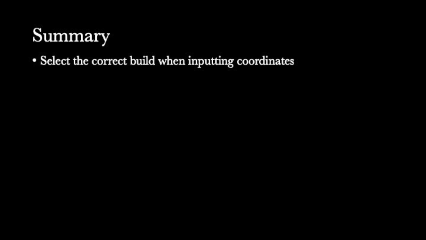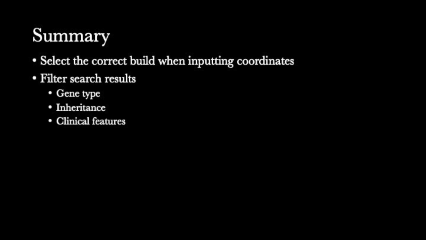In summary, there are several features that are important to remember in using GeneScout. It is important to select the correct build when entering coordinates. Once the initial search has completed, search results can be further filtered by gene type, inheritance, and clinical features. Up to 3 clinical features can be used in a given search, and terms longer than a single word should be entered in quotes.